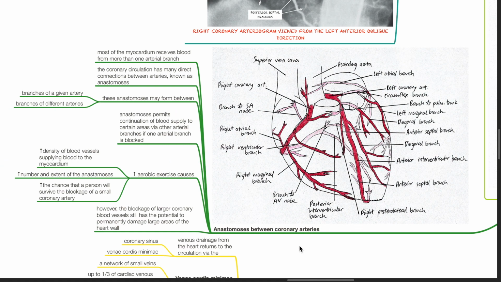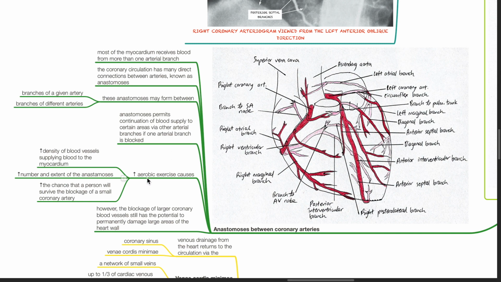Anastomosis between coronary arteries. Most of the myocardium receives blood from more than one arterial branch. The coronary circulation has many direct connections between arteries, known as anastomoses. These anastomoses may form between branches of a given artery and branches of different arteries. Anastomosis permits continuation of blood supply to certain areas via other arterial branches if one arterial branch is blocked.